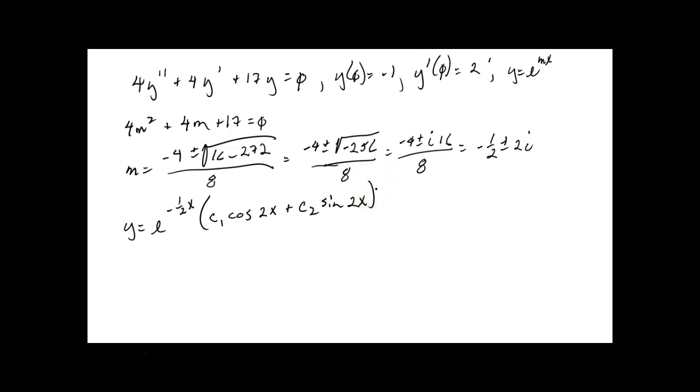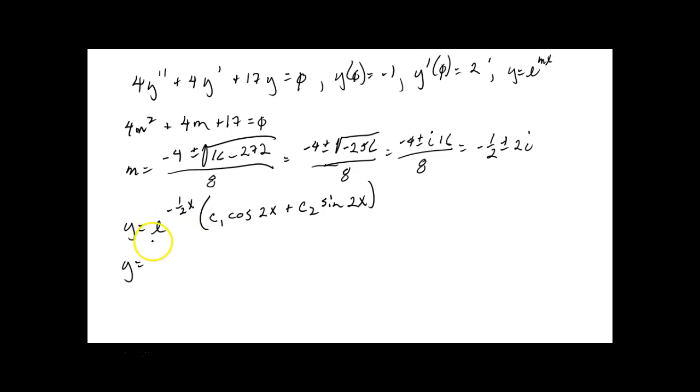Now, there's your general solution with your arbitrary coefficients in it. But we have an initial condition, so let's plug that in. When x is equal to 0, what is your y? y is equal to, what's e to the 0?